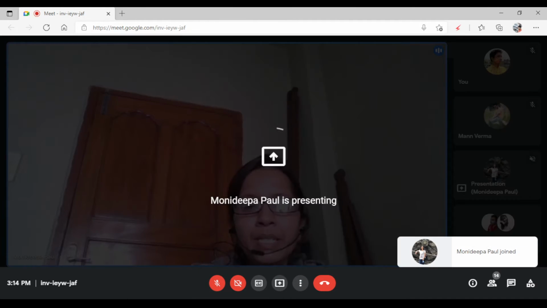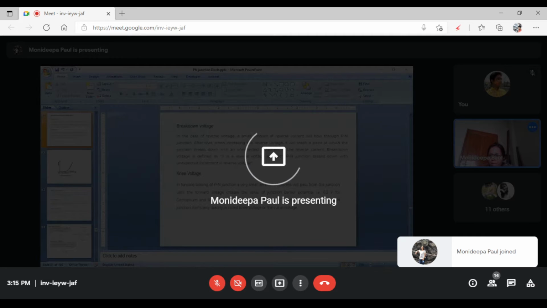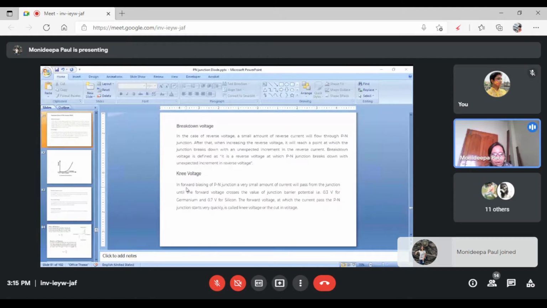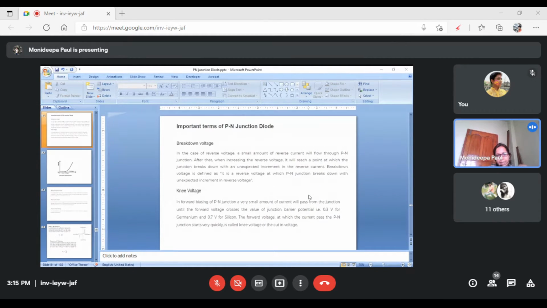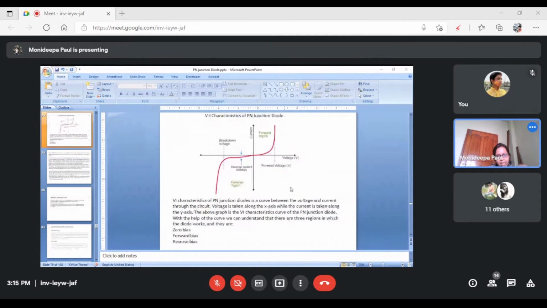Next, knee voltage. What is knee voltage? In forward biasing of a PN junction, a very small amount of current will pass through the junction until the forward voltage crosses the value of the junction barrier potential. This is the knee voltage, the point at the junction barrier potential.